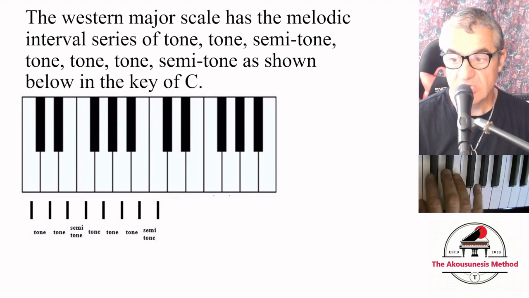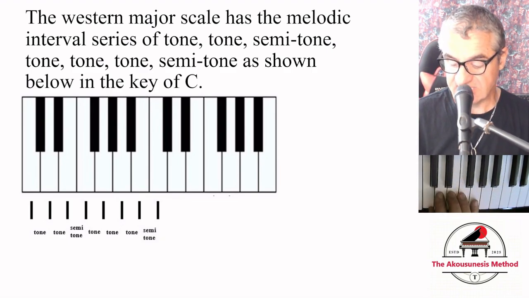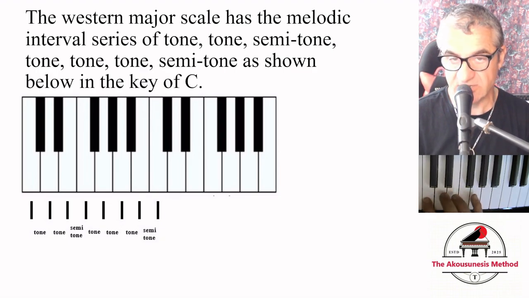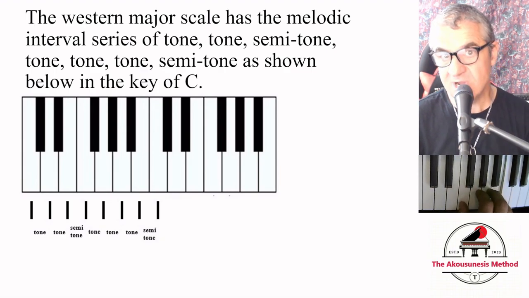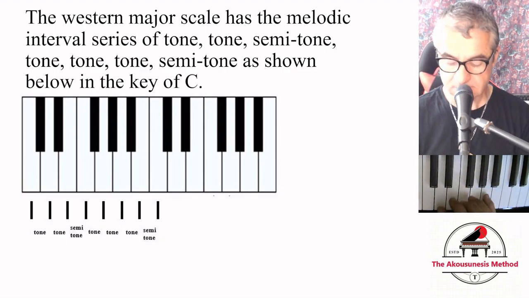Root note. In the key of C, if we start on C, try this. Put your hands down here. You can see from C to D there's a tone because there's a note between. Tone, tone, bring your thumb under, semitone from E to F, tone, tone, tone, semitone. 1, 2, 3, 4, 5, 6, 7, 1.